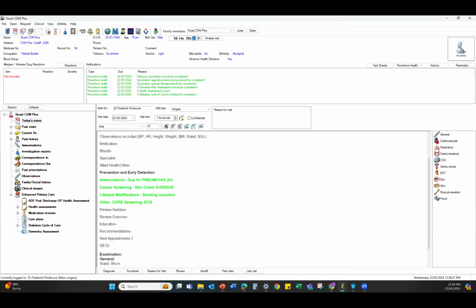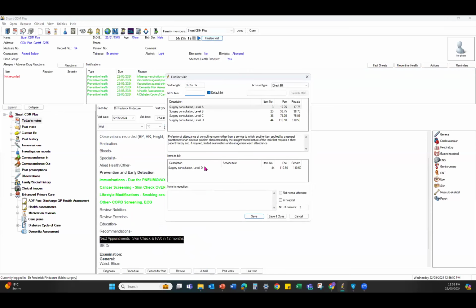So it might be that I'll get them to book back in for their skin check, and I'll get reception to book those, and I'll get them to book a health assessment in 12 months. I'll adjust whatever recalls and things that I need to in the background, but it just means there's that opportunity for them to book that out the front.